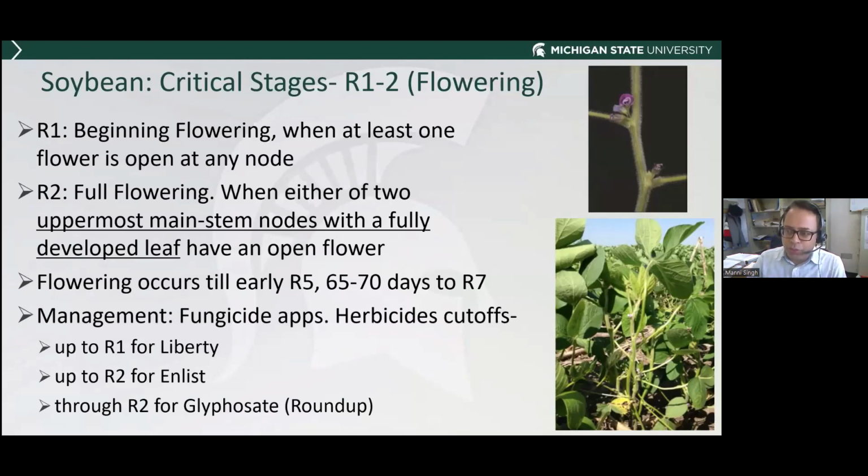In terms of management, again, for white mold, this is probably a good starting point for a fungicide application, right? And if there is any foliar disease, something to think about. There are multiple herbicide cutoffs here. You can see up to R1 for Liberty, up to R2 for Enlist, and going through growth stage R2 for glyphosate. And that information can be found again in our weed control guide.